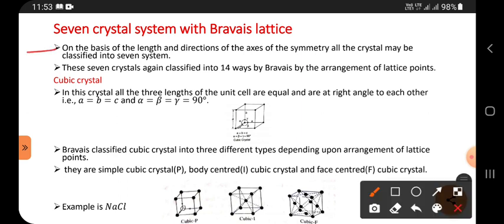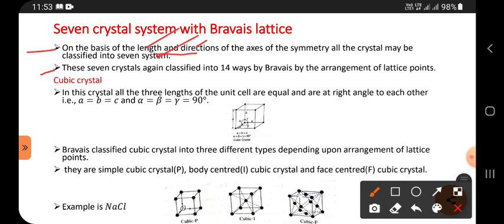On the basis of the length and the directions of axes of symmetry, all the crystals may be classified into seven systems. These seven systems are again classified into 14 ways by Bravais, by arrangement of lattice points. Here, on the basis of the length and the direction, generally crystals are divided into seven.